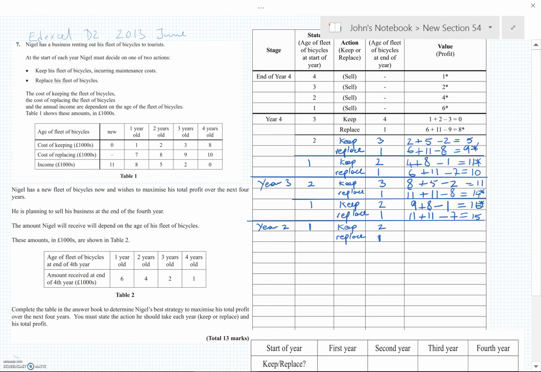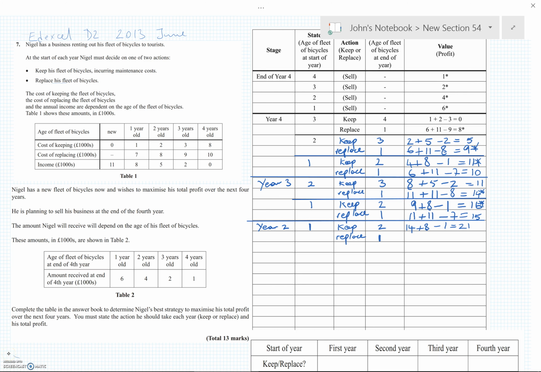Okay, so considering the first row here, if they're 2-year-old bicycles, we're going to pull down the optimum one from before, which is 14. Now, the income from the 1-year-old bicycles is going to be equal to 8. The cost of keeping the 1-year-old bicycles, maintaining or whatever, is going to be 1. So that's 14 plus 8 take away 1, which is equal to 21.